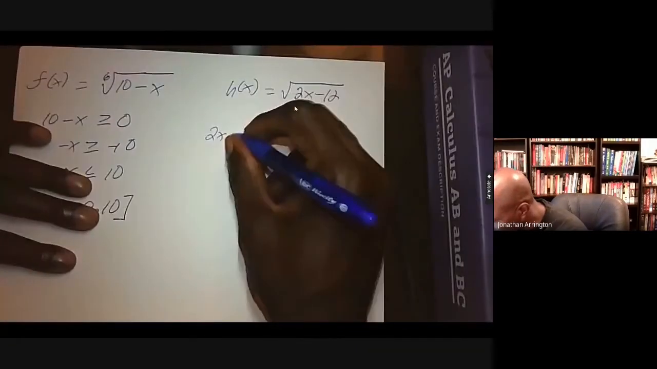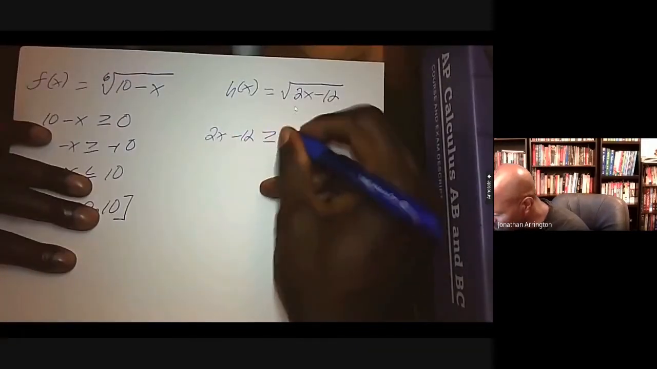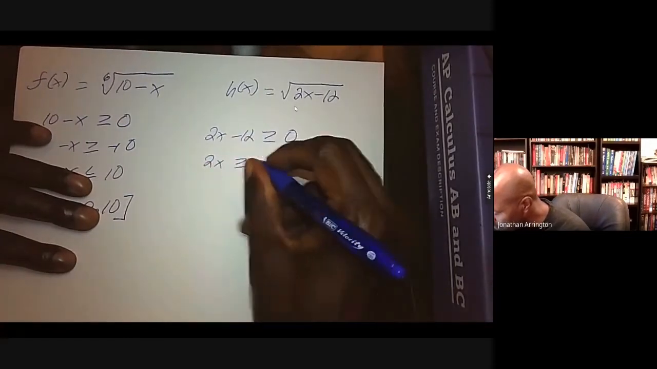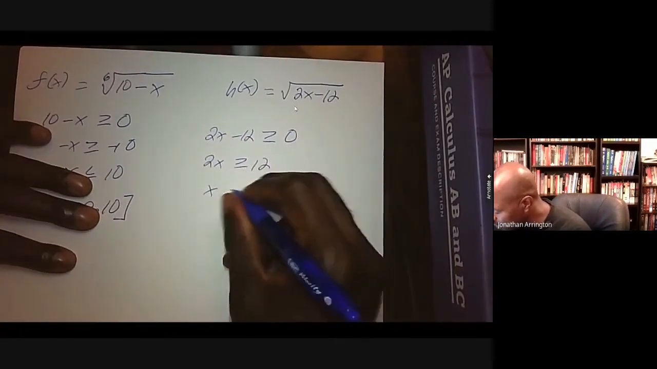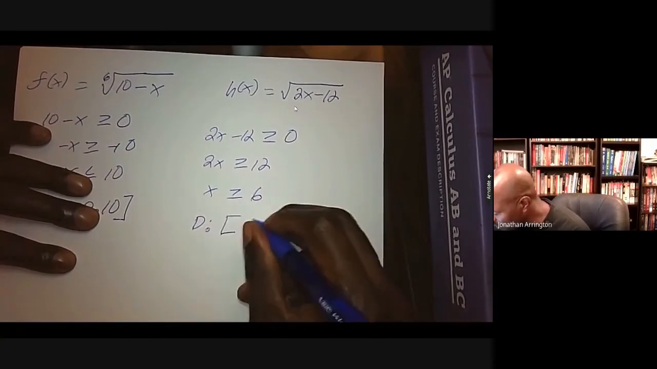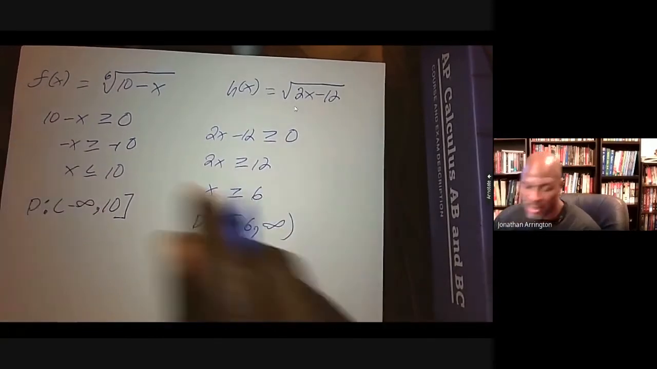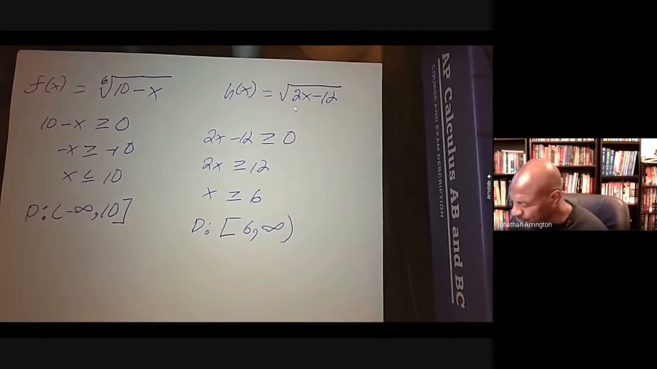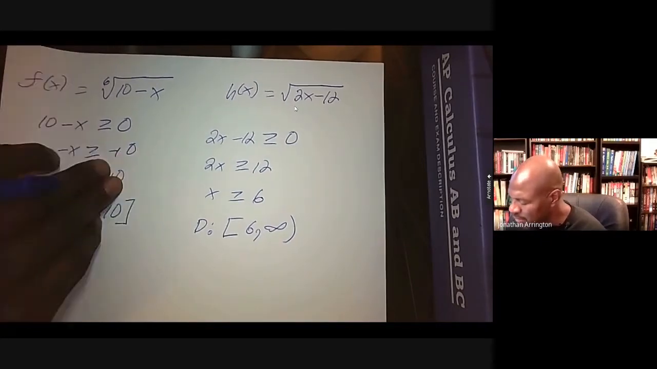So this would be 2x minus 12 is greater than or equal to 0. So 2x is greater than or equal to 12. So x is greater than or equal to 6. And in interval notation, that is 6 to infinity. Okay. So these are things that should have been pretty routine for us. I want to do one more review problem. This one's a little bit different, so I want to see how you're going to handle it.